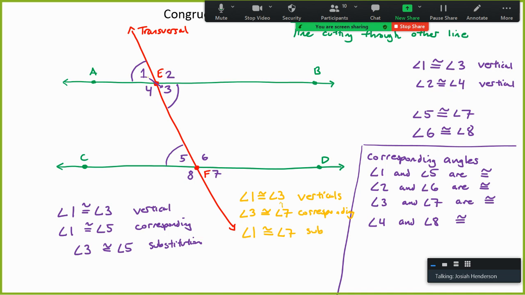And therefore, angle 1 and angle 7 are congruent, even though they're not even touching. They're not even close. They're built off of different line intersections. So angle 1 is the same shape as angle 7, way down there.